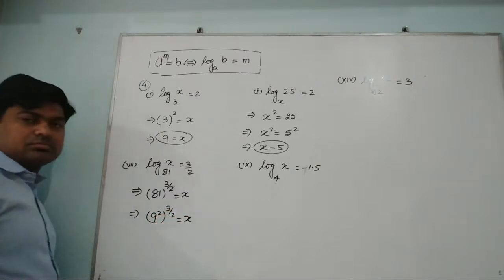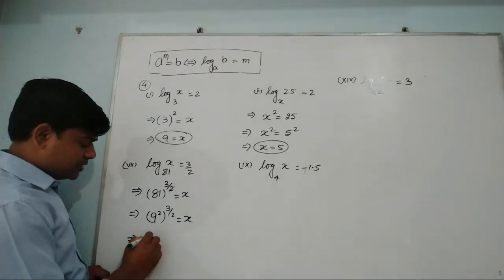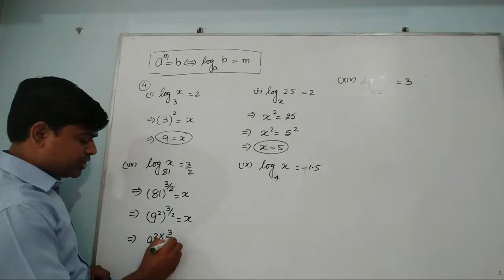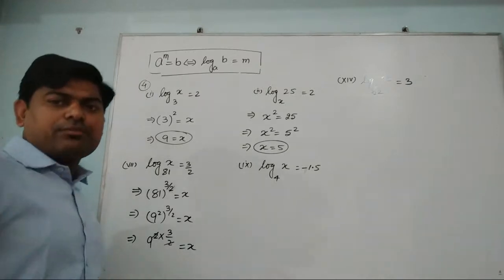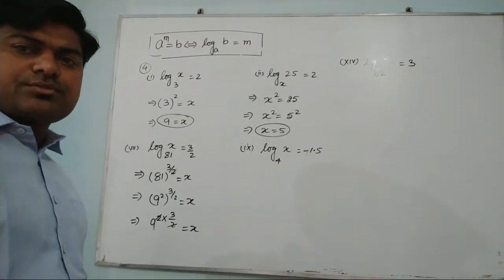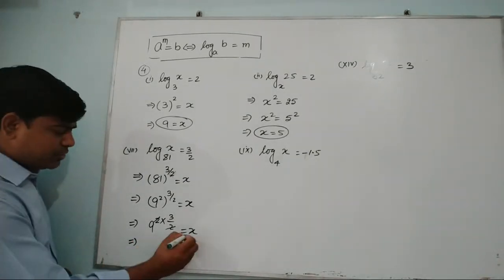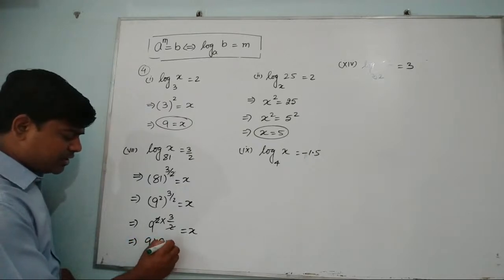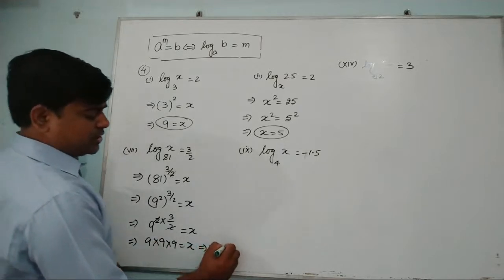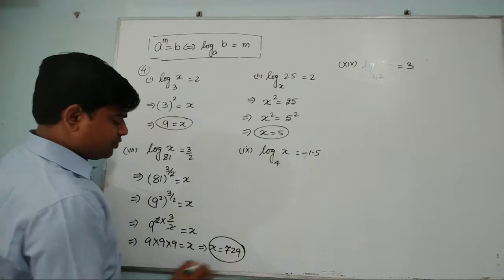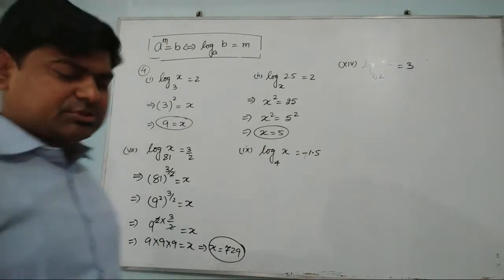This one, as I told you, power to the power. It can be 9 to the power 2 into 3 by 2, they can eliminate, is equal to x. And then after is equal to x we can write, and I am using this space to write the value of x. It is 9 into 9 into 9 is equal to x. This implies that x is equal to, I think, 729. Only that, product of these: 9 into 9 is 81, into 9 will be 729.